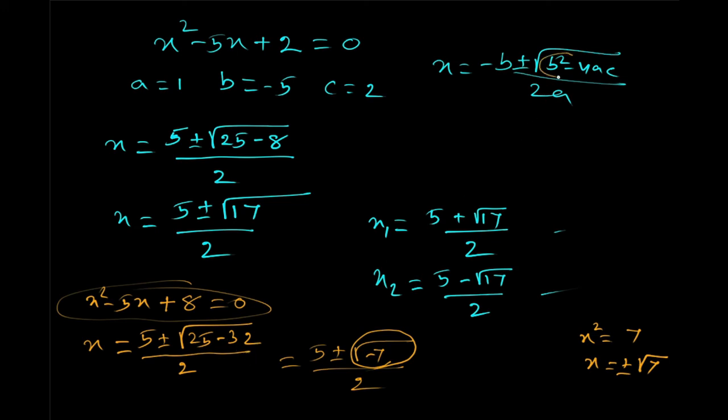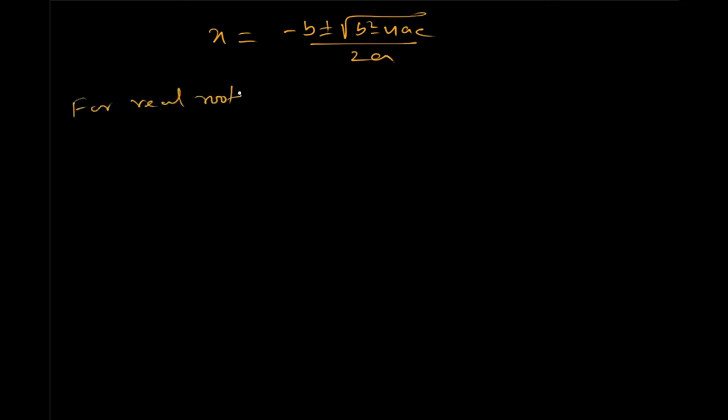This quantity b square minus 4ac should be greater than 0. If it is equal to 0, we will get minus b plus minus 0 divided by 2a, that is minus b by 2a. Roots are x is equal to minus b plus minus root over b square minus 4ac divided by 2a. So for real roots, b square minus 4ac should be greater than or equal to 0.